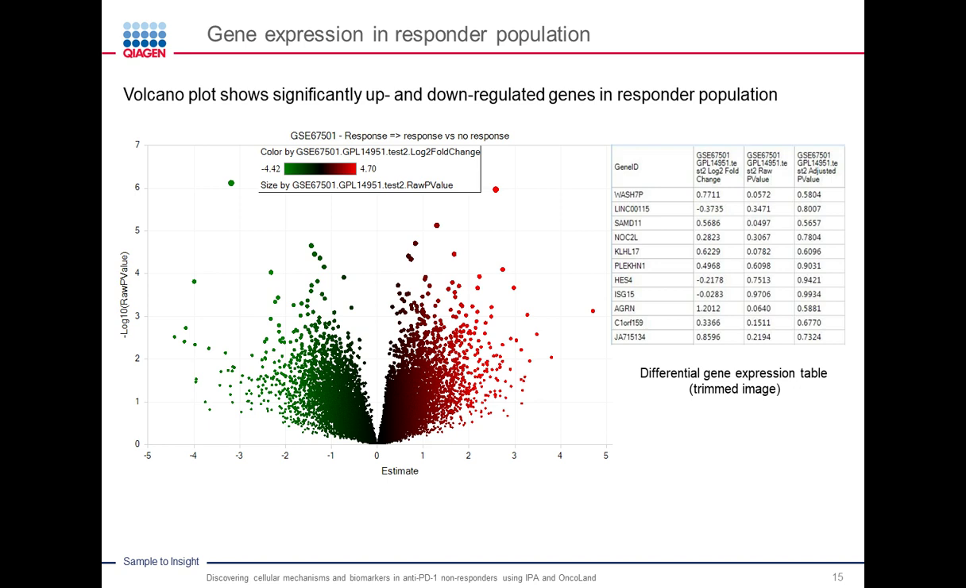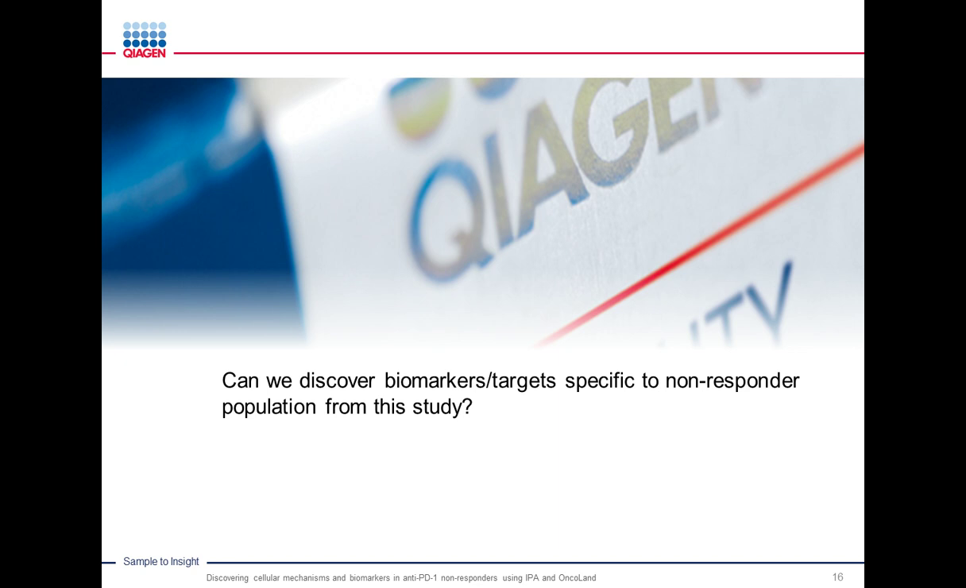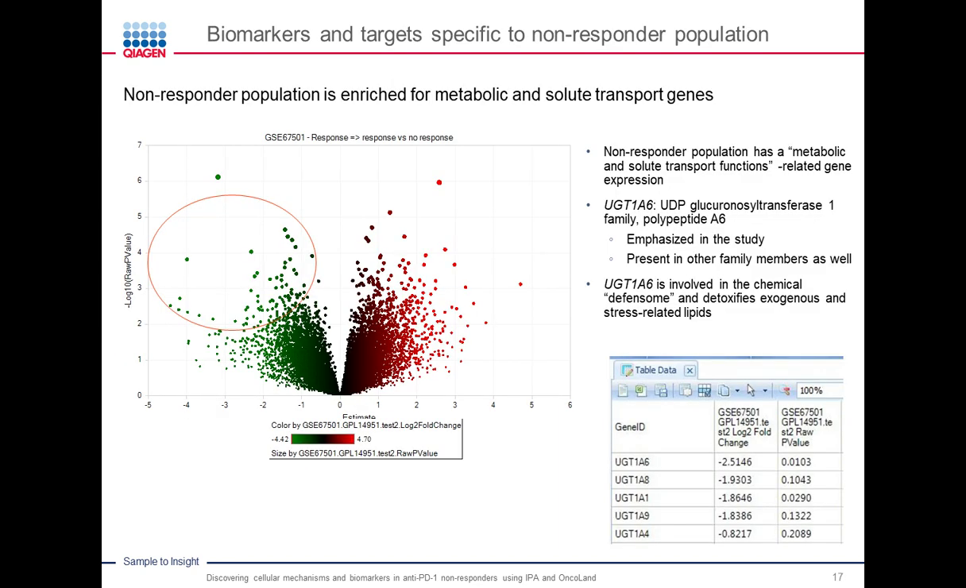Or you can also open up a volcano plot, which is on the left-hand side. And the volcano plot has log fold change on the x-axis and anti-log of p-value on the y-axis. So using either table or volcano plot, you can study the genes that are highly up and down regulated and are significant. So in our case, we want to start discovering biomarkers and targets, right? So what do we do?